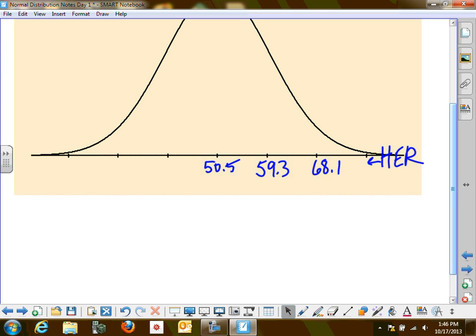Her value is located where? At 61, which is going to be in which section? Between 1 and 2 standard deviations. So how about right there? I think that's about where her 61 could be located.